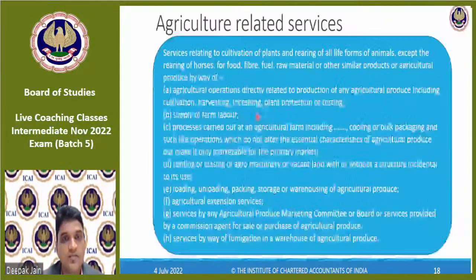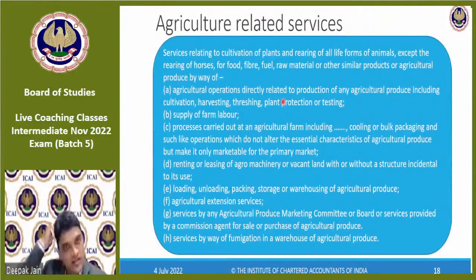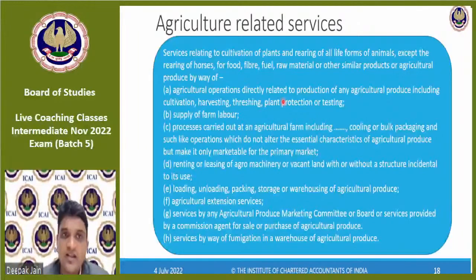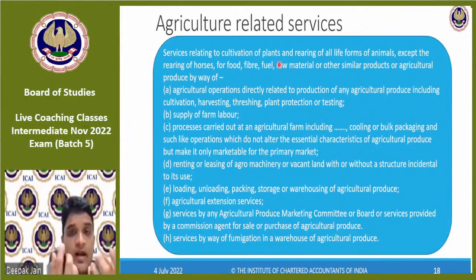ठीक है, यहाँ पे जूम चाहिए नहीं चाहिए, ओके. सर्विसेज रिलेटिंग टू कल्टिवेशन ऑफ प्लांट्स एंड रेयरिंग ऑफ ऑल लाइफ फॉर्म ऑफ एनिमल्स. अगेन यहाँ पे एक्सेप्ट किसका है, हॉर्स को एग्जेम्पशन से निकाल दिया गया, except the rearing of horses for food, fiber, fuel, raw materials और अदर सिमिलर प्रोडक्ट्स. ठीक है, सो सर्विसेज रिलेटिंग टू कल्टिवेशन ऑफ प्लांट्स. ठीक है, now cultivation of plants and rearing of all forms of animals exempted है.